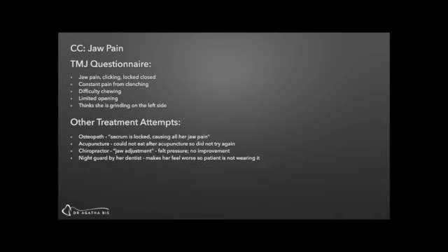So what has she tried in the past? She's seen an osteopath and was told that her sacrum is locked, and that's what's causing all her jaw pain. Then she's had acupuncture, but said that she could not eat after, so she didn't try it again. She saw a chiropractor who apparently did a jaw adjustment. She said she felt pressure, but no improvement, so didn't go back. She's had a night guard given by her dentist, but it makes her feel worse, so she's not wearing it.